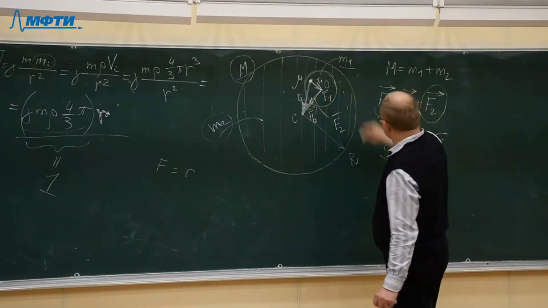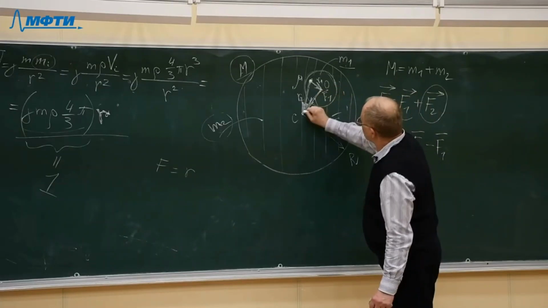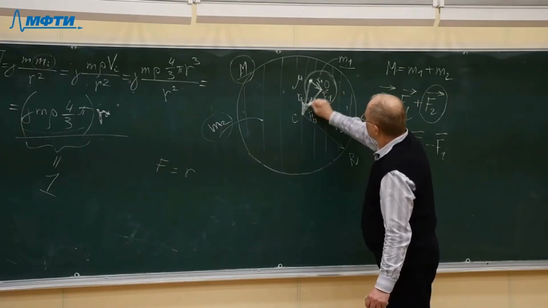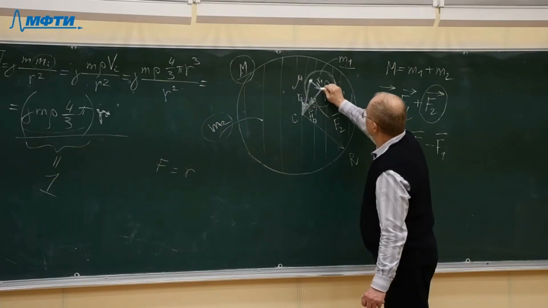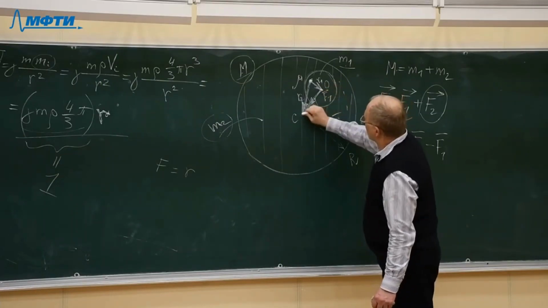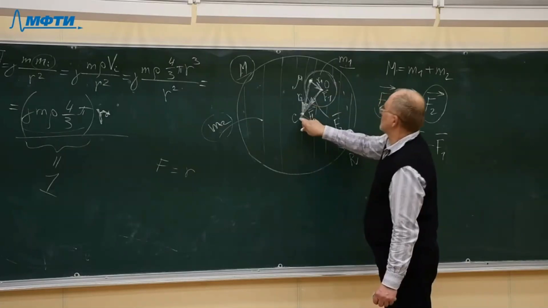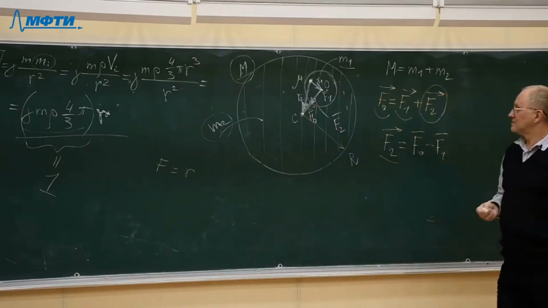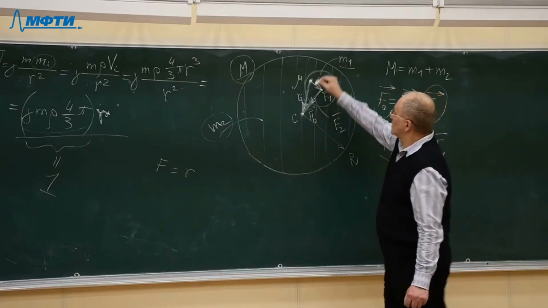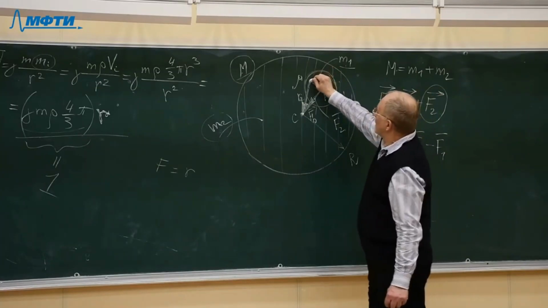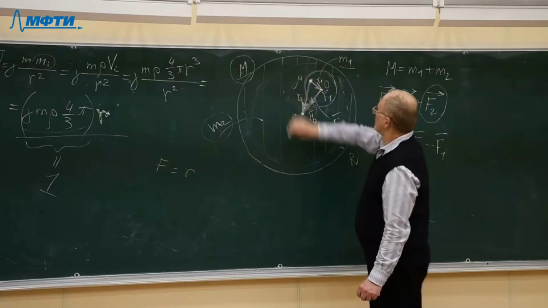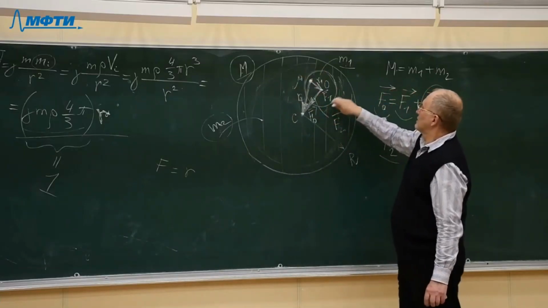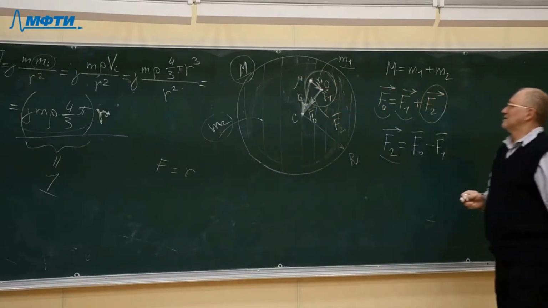The force F2 equals the vector which connects the starting point, the center of the small sphere, and the center of the large sphere. That is the force of interaction between the point mass mu and this region M2, when there is no mass inside the small sphere.